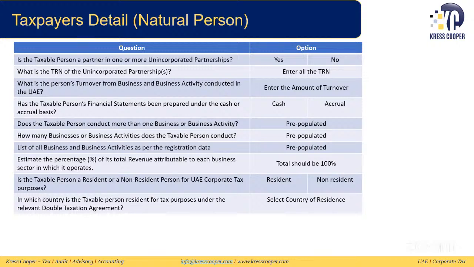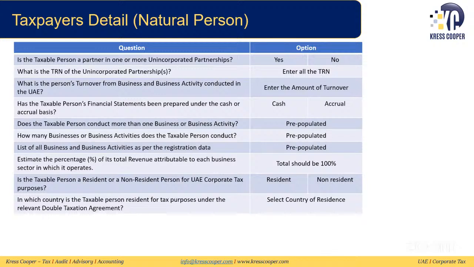Then it is asking what is the person's turnover from business and business activity conducted in the UAE. Now, we know that for a natural person, only if their turnover is exceeding 1 million are they required to register for corporate tax, and corporate tax will be applicable on them. So here they're asking you to put the amount of turnover. So then the relevant questions will pop up. For example, if you enter the turnover as less than 1 million, then the return will be modified, and they will not ask you further questions or ask you to fill the full return.